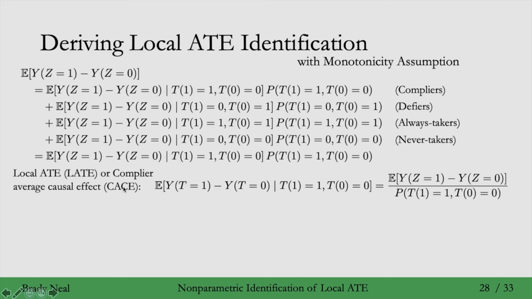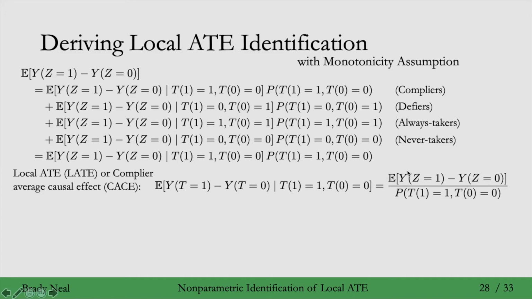Let's take complier average causal effect first. We're looking at the complier average causal effect because we're conditioning on being a complier. And then we're looking at the average causal effect in that group. It's like a local average treatment effect because it's local to this specific stratum, the complier stratum, rather than being an average treatment effect over the whole population, over the global population.